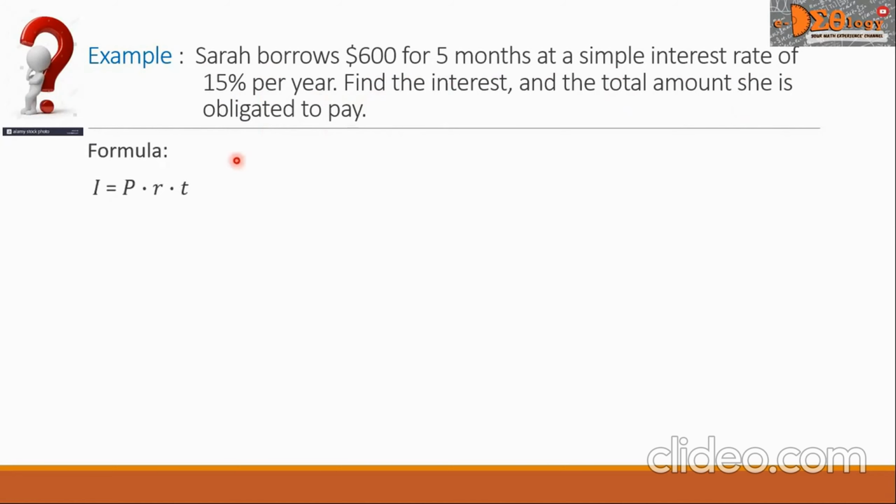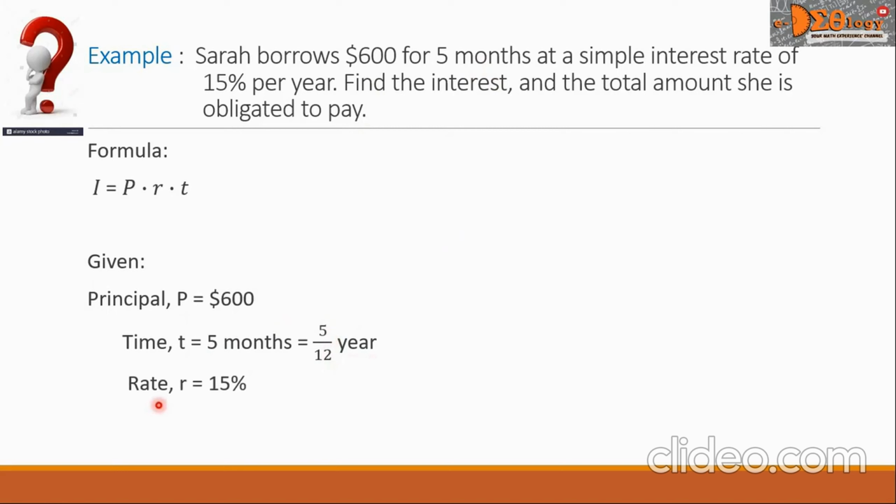First, let us write our formula. I equals P times R times T. Then let us collect the given, starting from the principal denoted by capital P, and that is $600. Next is the time denoted by T. This is equal to 5 months. Let us convert this 5 months into years. Since there are 12 months in a year, we will write here 5 over 12, and this is the value equivalent to a year.